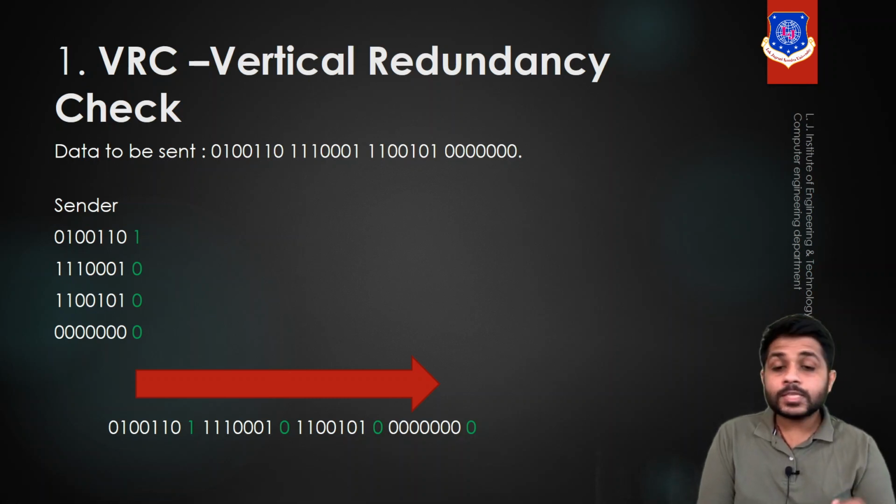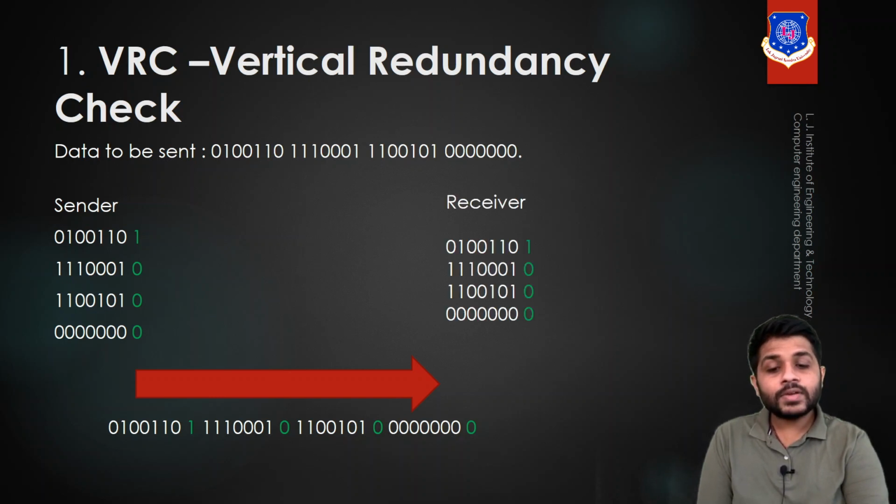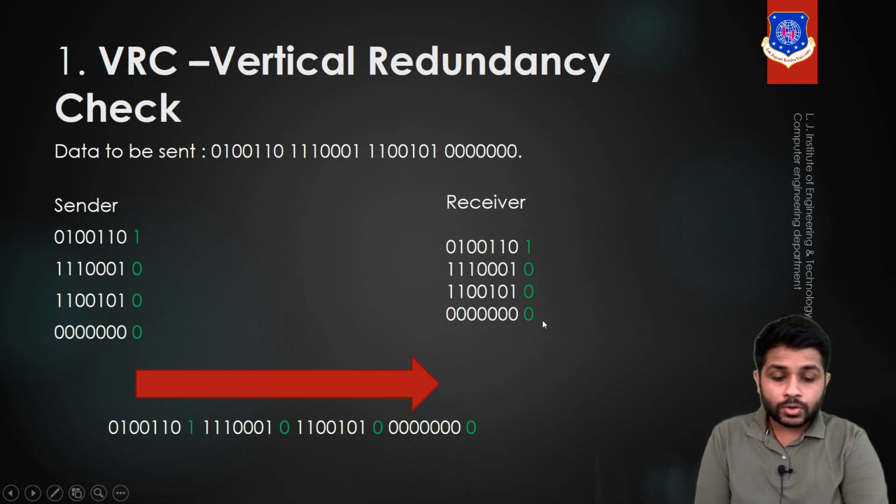Now the receiver will follow the same procedure. The receiver will divide the data, and after dividing, the receiver will add an extra bit to each and every block. So the receiver will again check the number of ones. In the first block the total number of ones is already even, so the receiver will add 0. In the second block again even, in the third again even, and in the fourth again even. So you can see that at the receiver side every added bit has 0 value.